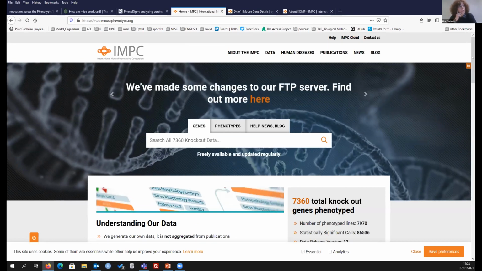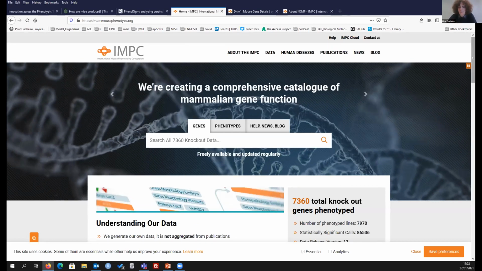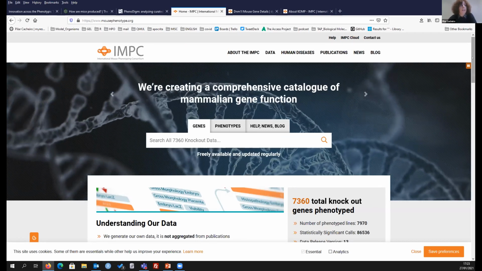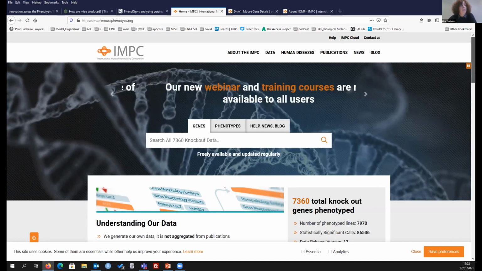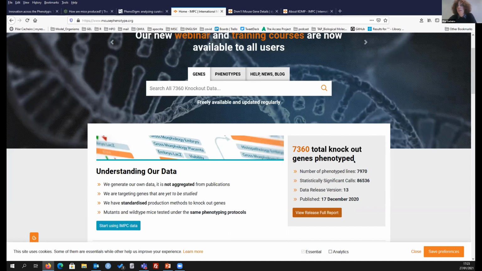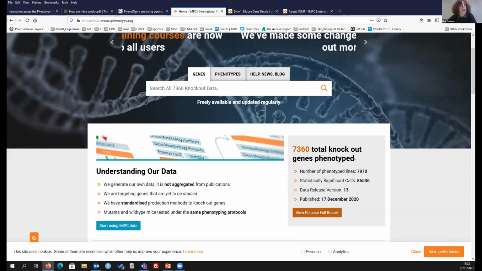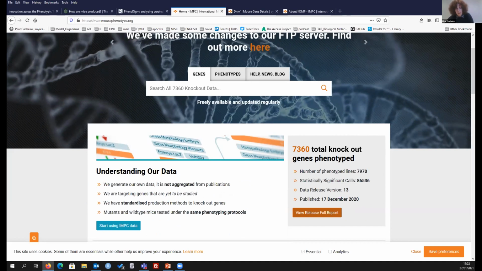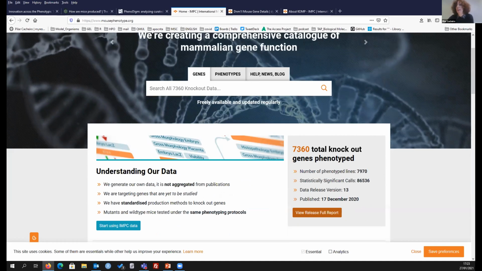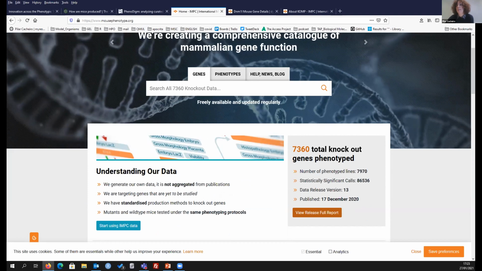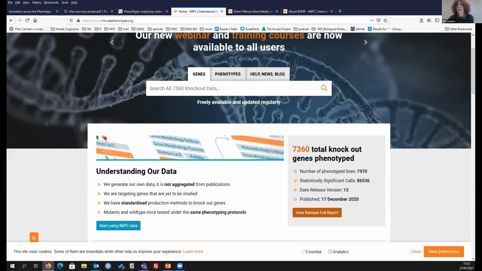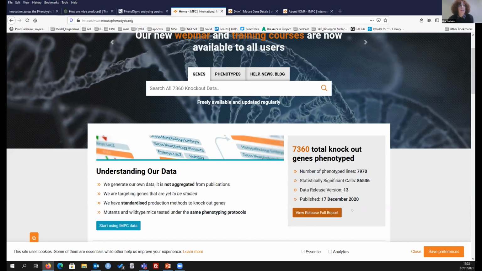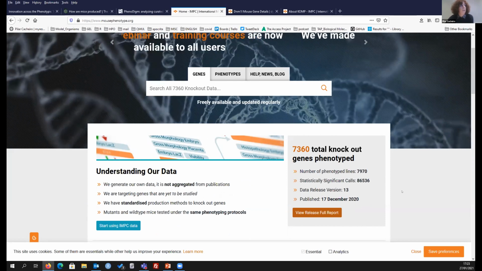Just to summarize, our database hosts phenotypic data for knockout mice genes. And here you have the total number of genes that have already been phenotyped and for which we have data available, so over 7,000 genes right now. We have very frequent data releases, several every year, so the data is updated very frequently. This is the latest one from last month.